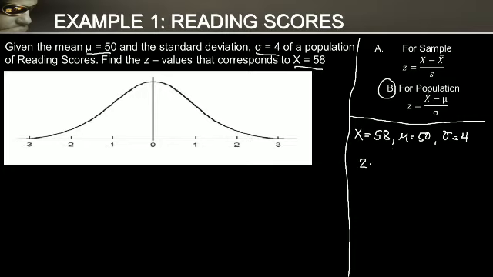Now, let's find the value of your Z-score of the 58. X minus the value of mean all over the value of standard deviation.